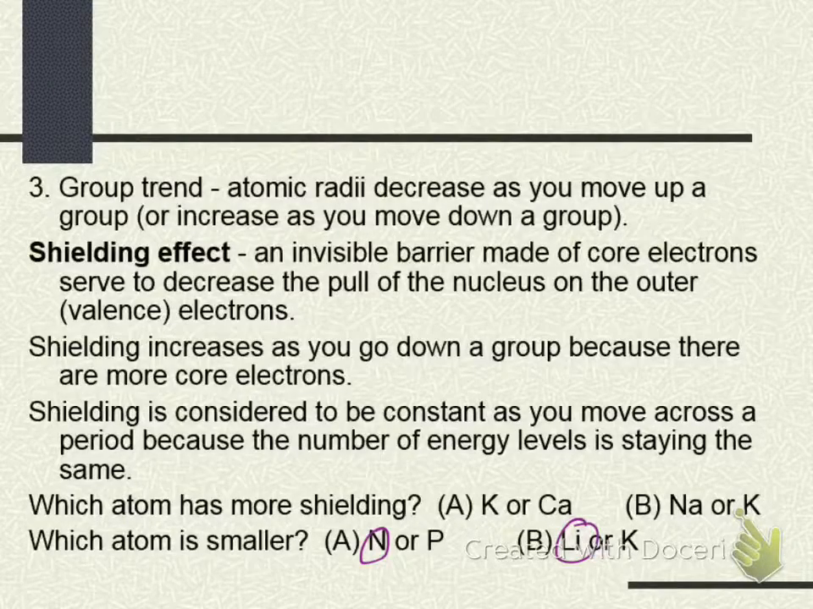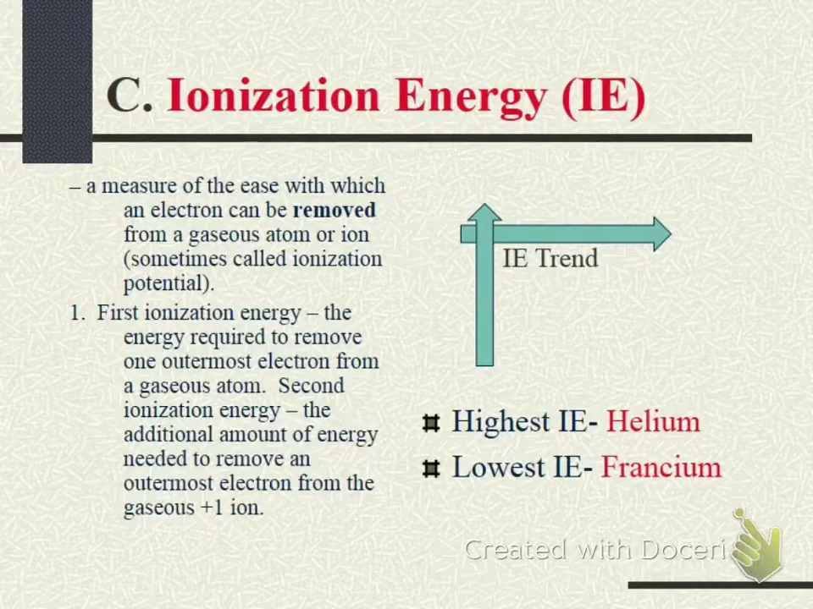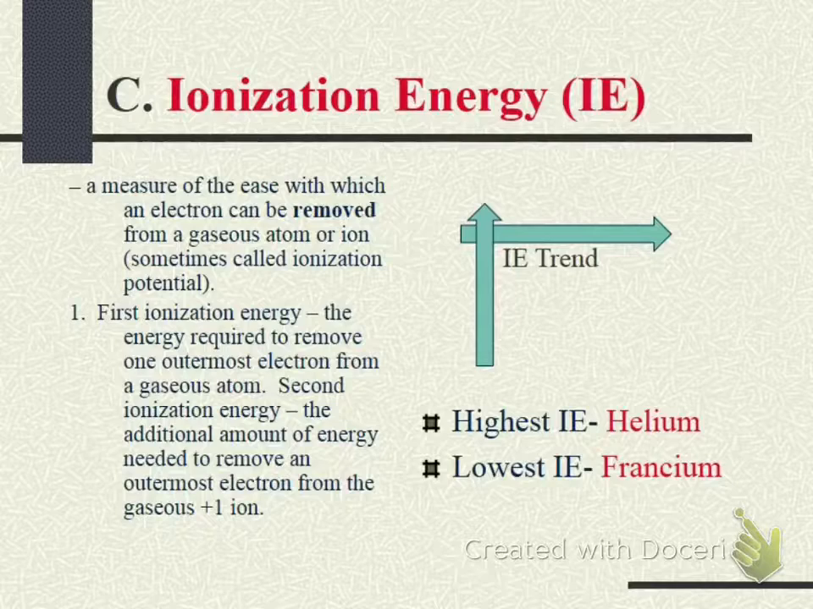Because they're higher up on the group. Okay? The next trend has the exact opposite arrows as atomic size. But if we're remembering it in terms of what's going on with the atoms, they make complete sense. Ionization energy is the measure of ease with which we can remove an electron from a gaseous atom or ion.